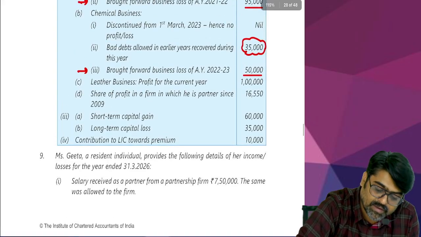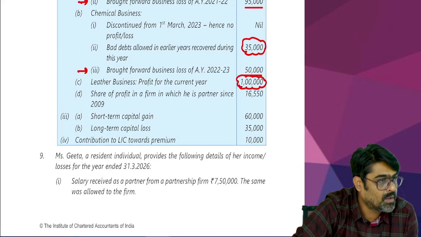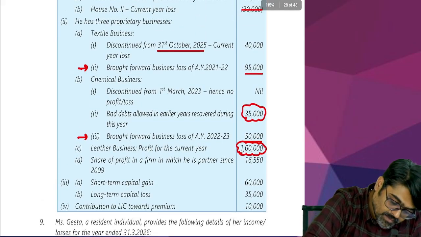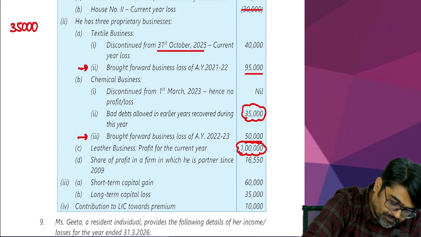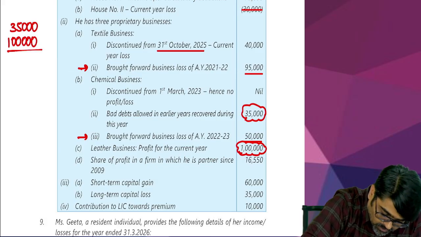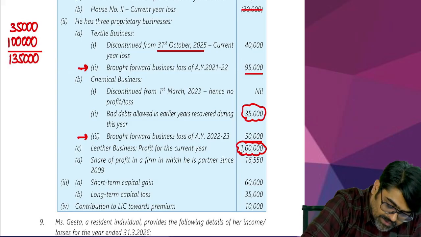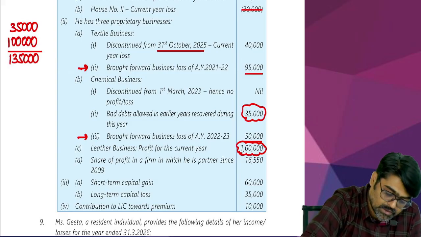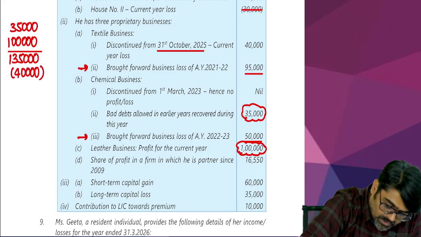Next one. Leather business is giving you a profit. Thank God, a business is giving you a profit. So this year your business profit is how much? Tell me. 35,000 is your PGBP income and 1 lakh is your leather business income. Yes or no? So what is the total business income? Now out of this 1,35,000, will you set off the old loss first or current year loss first? Current year loss first is 40,000. Yes or no? How much remaining?